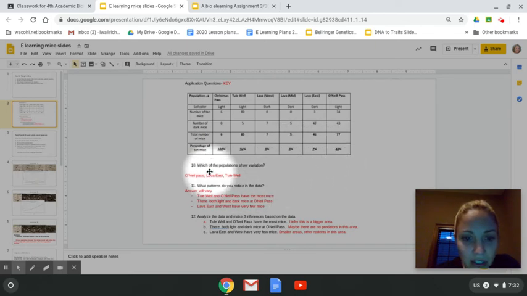And then for your first question, number 10, it says which of the population show variation? Well, anything that isn't 0 or 100% tan mice. So you should have gotten Tule Well, Lava East, and O'Neill Pass. What patterns do you notice in the data? You might have said something like Tule Well and O'Neill Pass have the most mice. There are both light and dark mice at O'Neill Pass, which is kind of interesting. And that Lava East and West have very few mice.